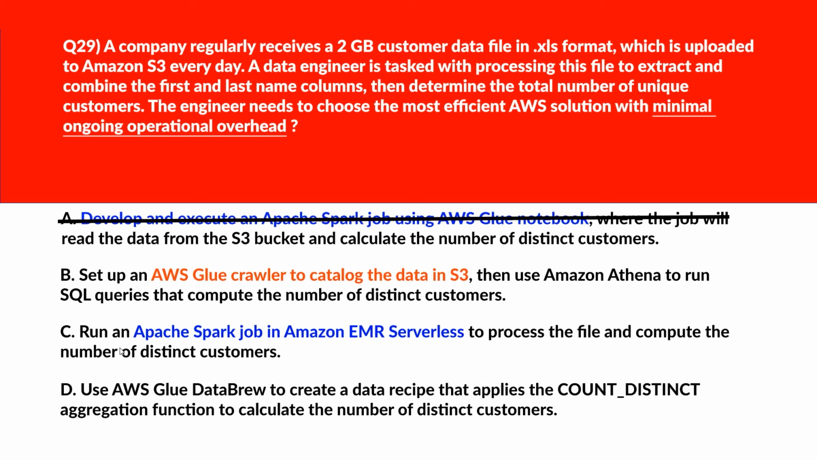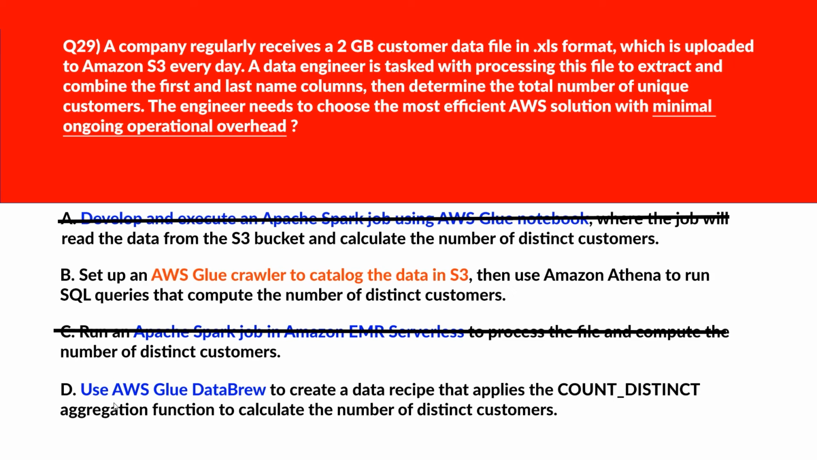C says run an Apache Spark job in Amazon EMR Serverless to process the file and compute the number of distinct customers. Using EMR Serverless also requires setting up and managing Spark jobs, which will increase operational overhead. We'll reject this. Let's move to D.